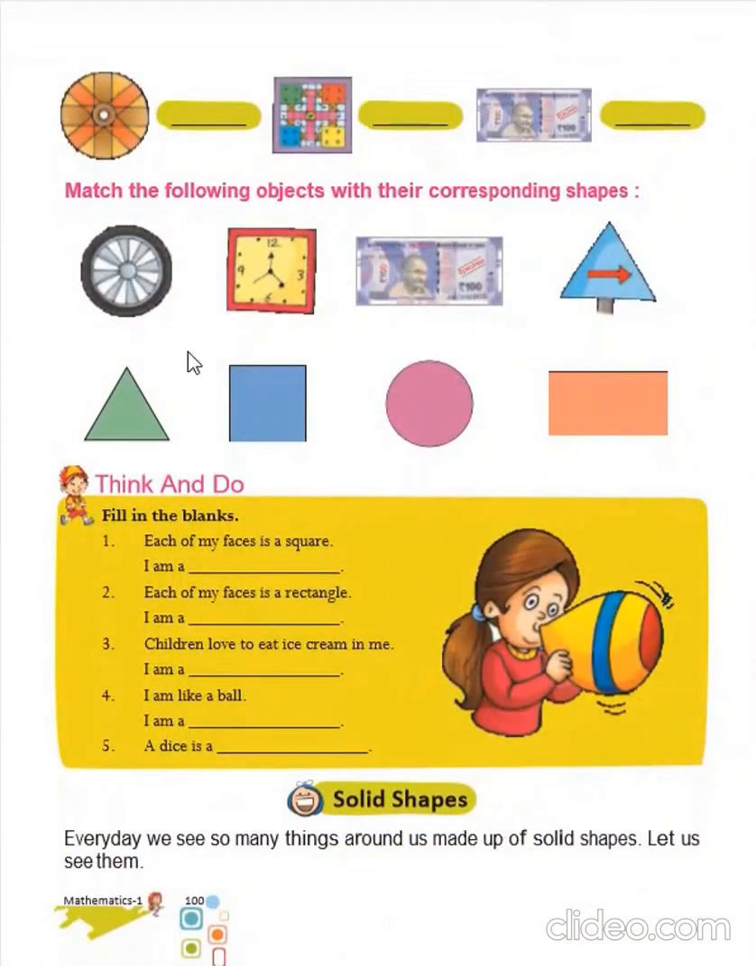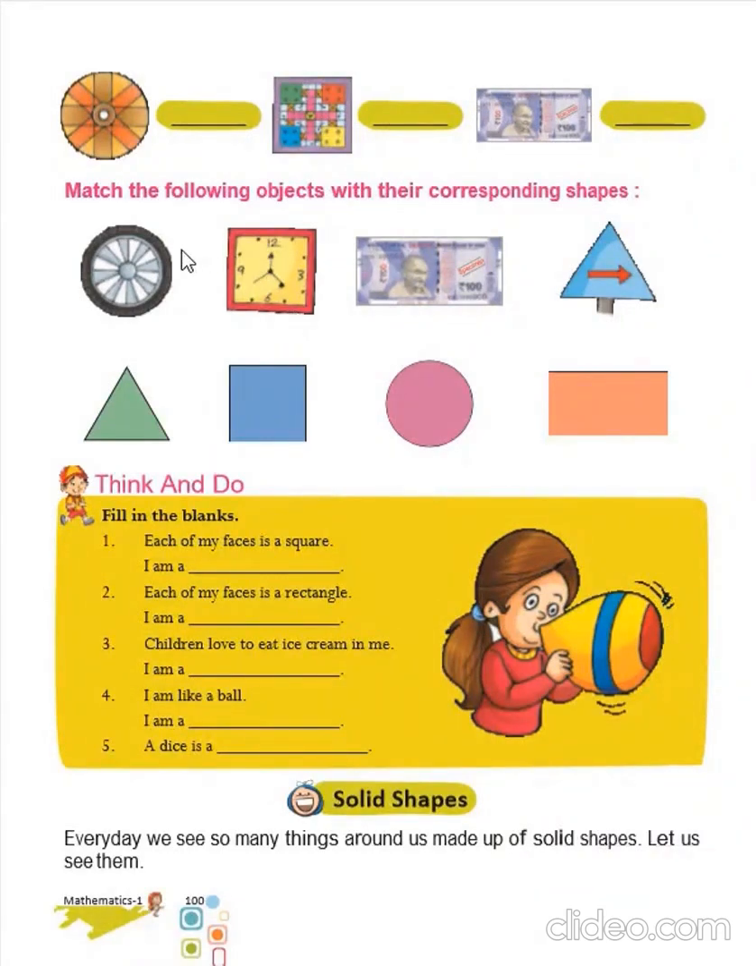Now what is this? This is a circle. It is round in shape. What is this? It's a square. All the four sides are equal. Now what is this? It is a rectangle. Opposite sides are equal.